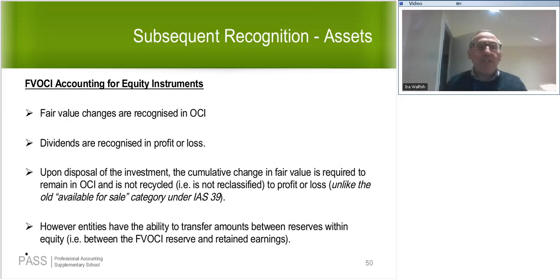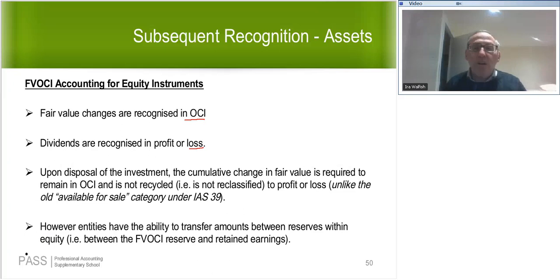Remember how we saw in my example where we were dealing with a bond or debt instrument? There, when we sold the instrument, we took the $25,000 that we had taken to OCI and brought it into the income statement. We do not do that when we're dealing with an equity instrument where we're using the FVOCI category. For an equity instrument, we would never bring what we had taken initially to OCI into the P&L. We would not do that, okay?